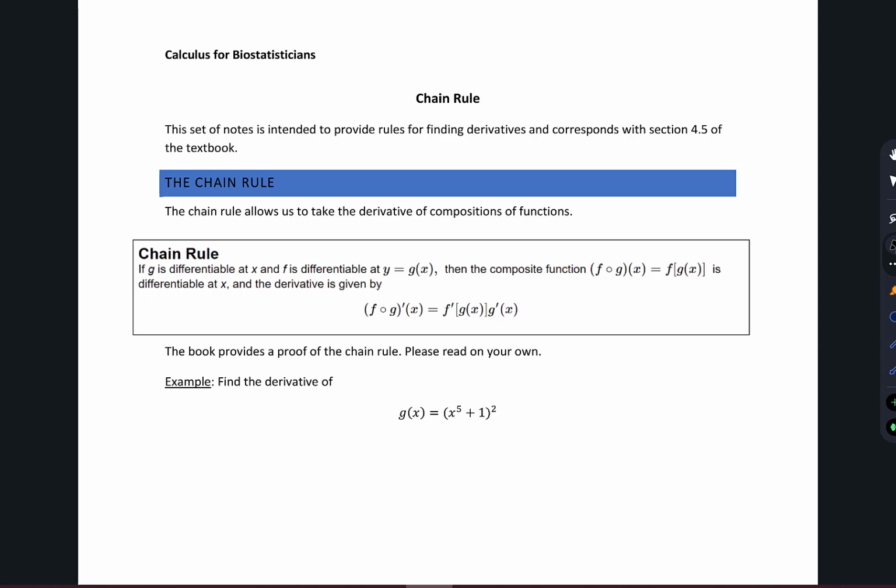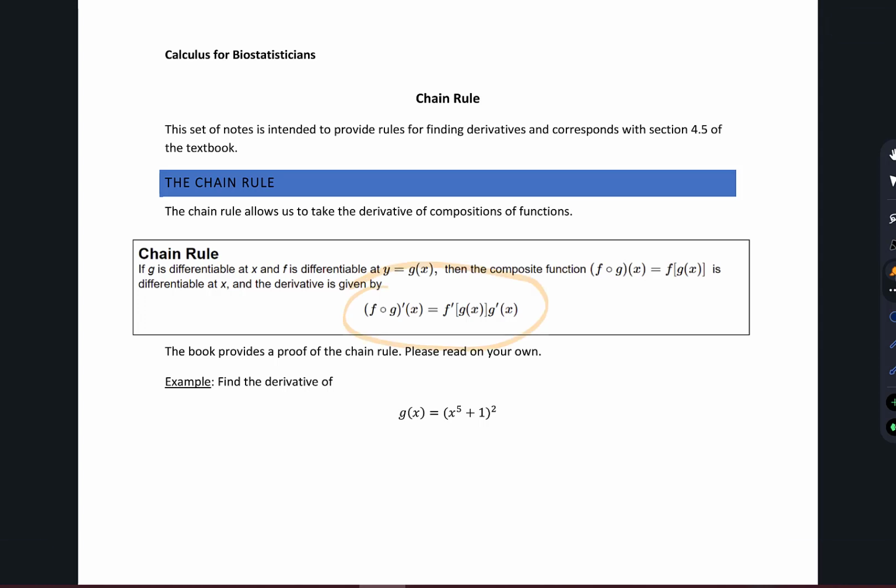When we have a composition of functions, we can apply what is called the chain rule. The chain rule states the following. It says if g is differentiable at x and f is differentiable at y equal to g of x, then the composite function f of g at x is equal to f evaluated at g of x, and it's going to be differentiable, and the derivative is given by this right here.